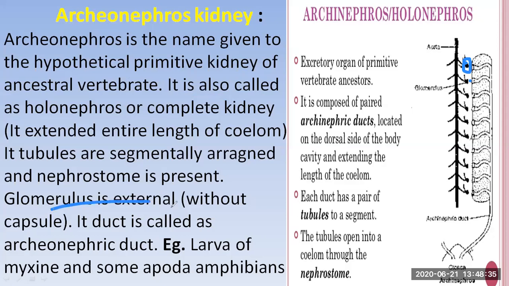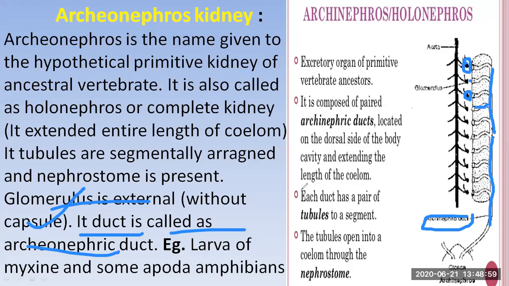So the glomerulus is external, without a capsule, and its duct is called the Archaeonephric duct. If you look here, this is the structure. This duct is known as the Archaeonephric duct, and here they have tubule-like structures, and this is the glomerulus region, and they have no Bowman capsule.